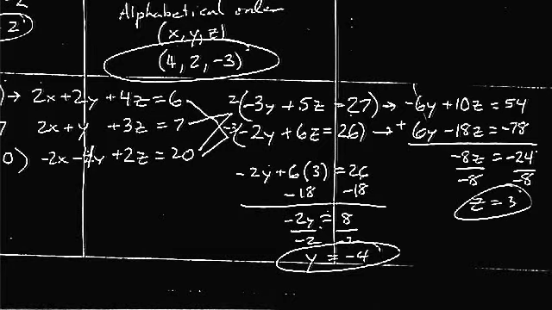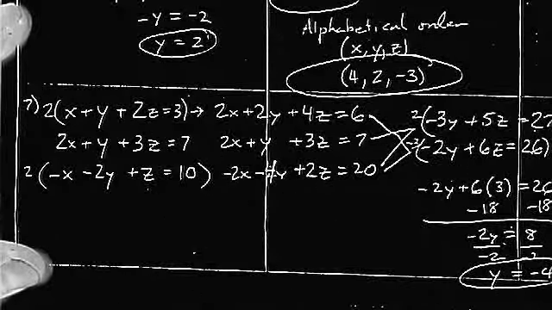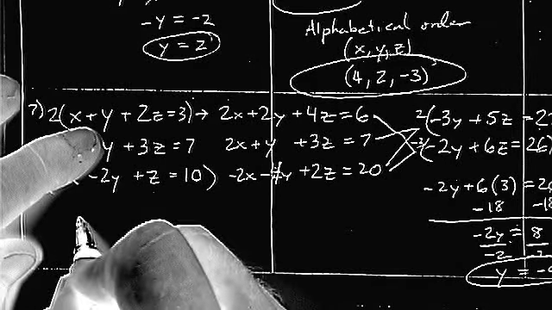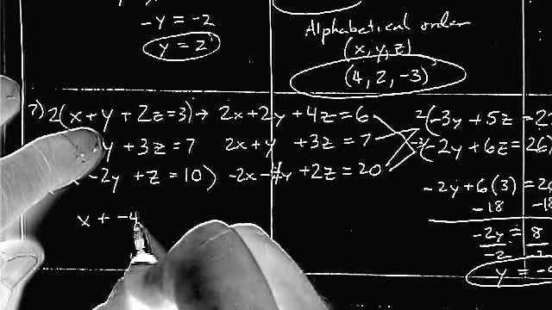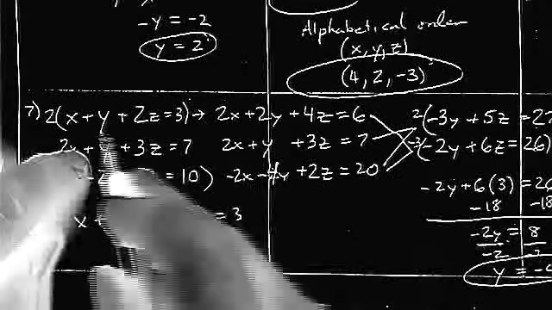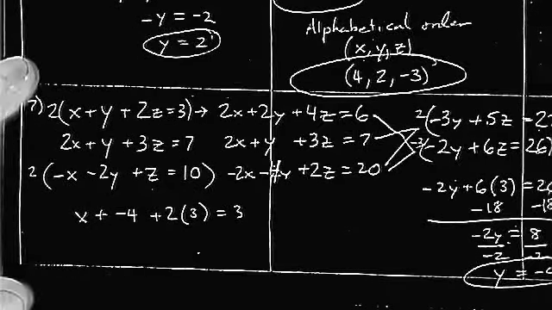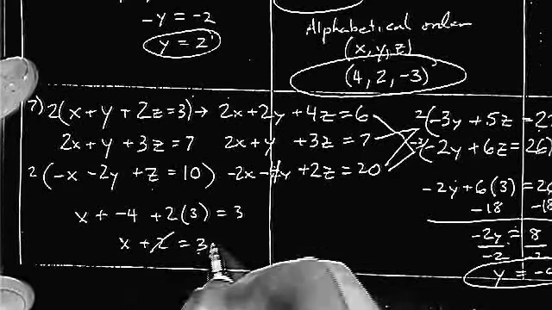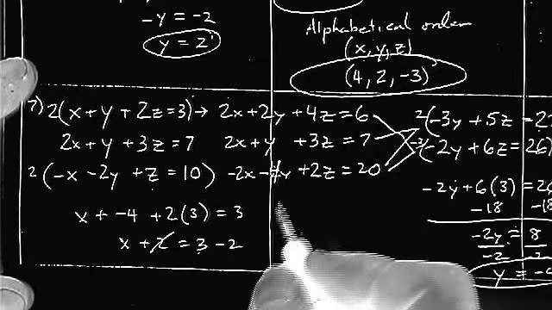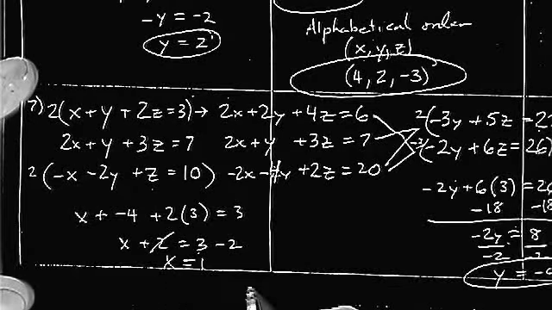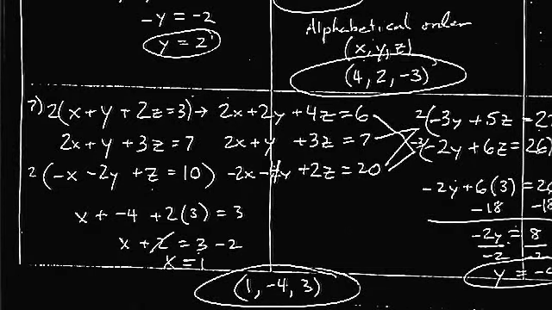Taking these two values, I'll go back to one of the other equations. It doesn't matter which equation I choose. Let's pick the one up here. x plus y plus 2z: negative 4 plus 2 times 3 equals 3. So I plugged in z and y because those are the ones I know. Negative 4 plus 6 is 2. Then I move that to the other side, and I get 1 equals x. So 1, negative 4, 3 is the coordinate if you go x, y, and z.